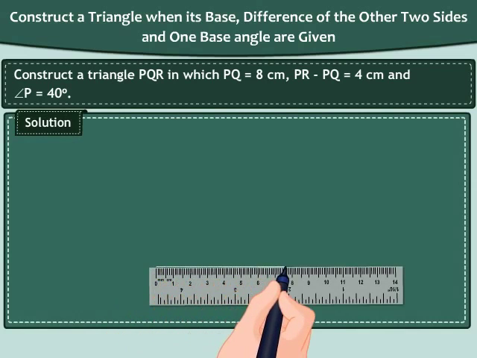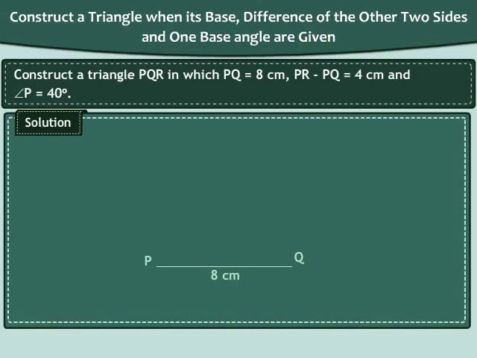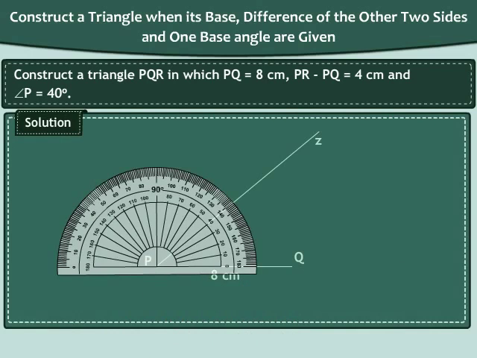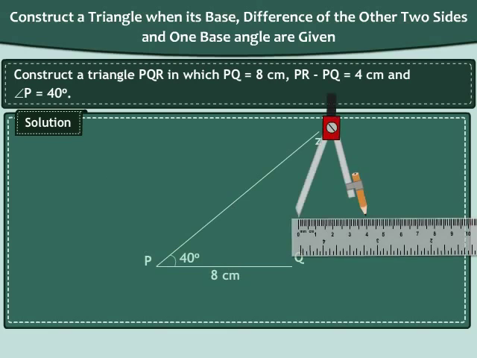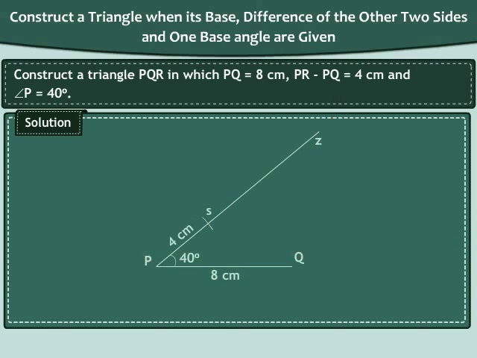Draw a line segment PQ of length 8 centimeters. Draw another line segment PZ sufficiently large such that angle QPZ is equal to 40 degrees. On the segment PZ, cut off line segment PS equal to 4 centimeters, that is PR minus PQ. Then join QS. Draw the perpendicular bisector of QS and let it cut PZ at R. Join QR. Thus PQR is required triangle.